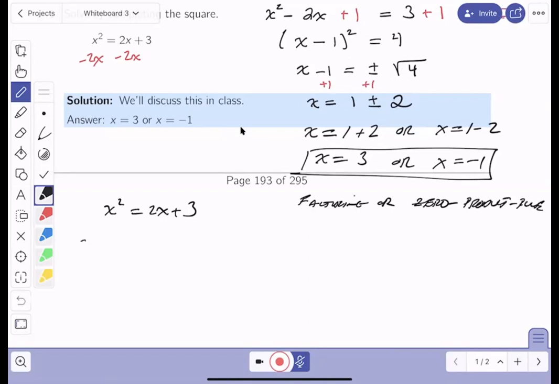How do you do that? Got to get a 0. Subtract 2x from both sides. Subtract 3 from both sides, and you get this. Then factor the problem. This is my favorite technique, by the way, if it works.